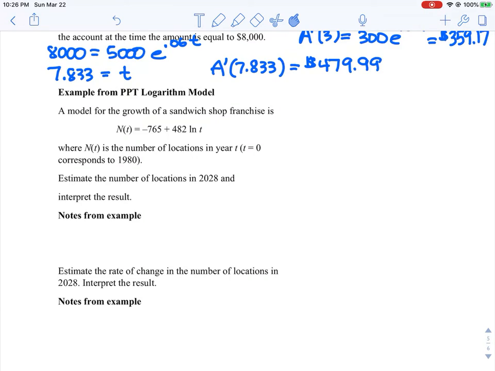using a logarithmic model. It wants us to estimate the number of locations in 2028 and interpret the results, and then estimate the rate of change in the number of locations. So the first thing we need to do is determine the time. If 1980 is time 0, I subtract 1980 from 2028, and it would be 48 years.